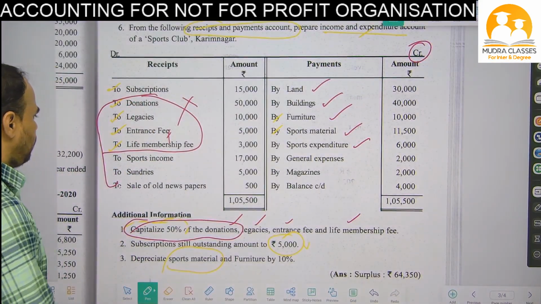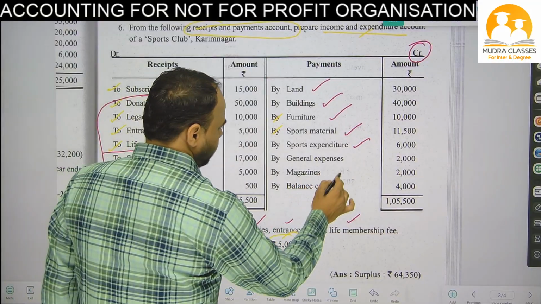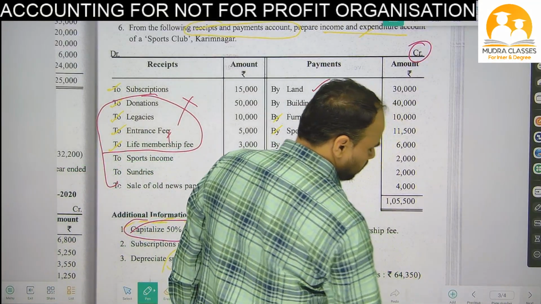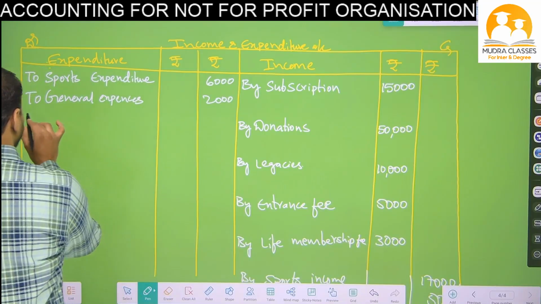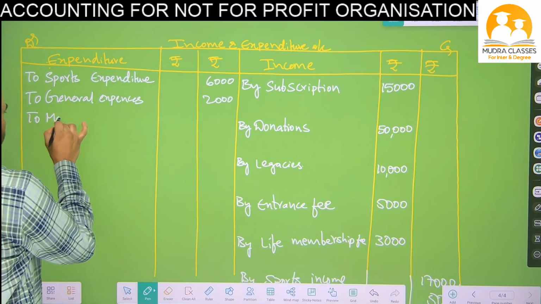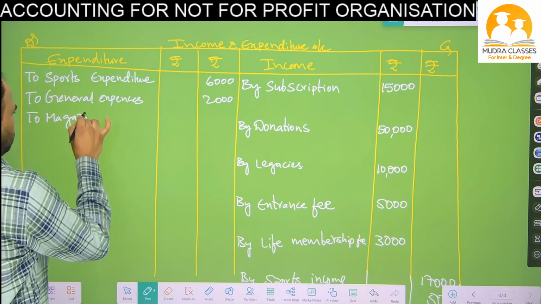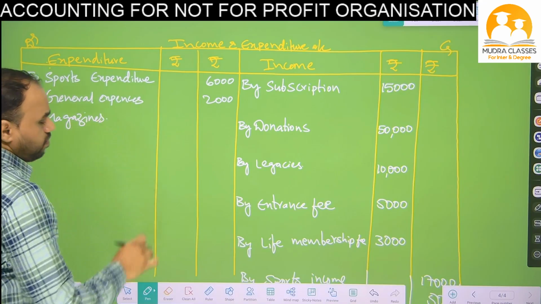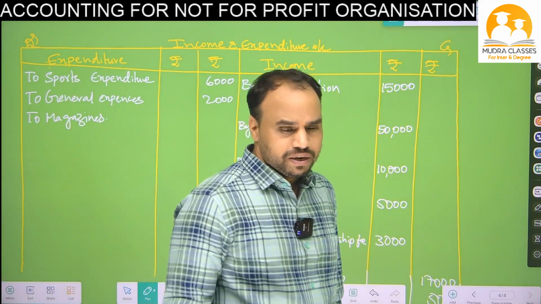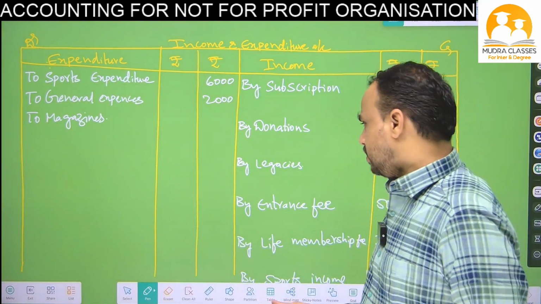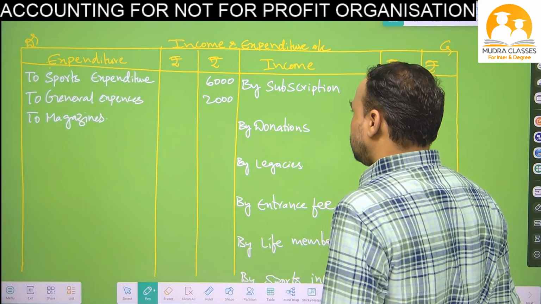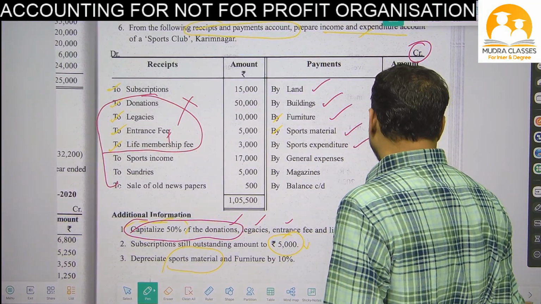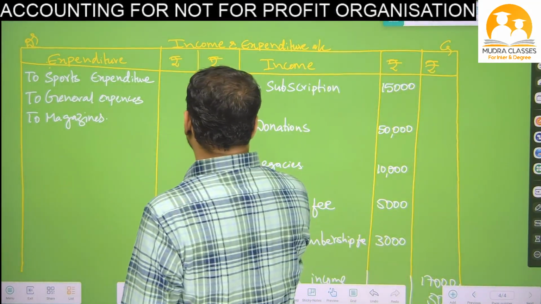Next item, magazines given, it is also a regular expenditure, Nana. Every month magazines will come, we will pay every month, so this is also a regular expenditure. Not for profit organizations purchase newspapers and magazines every month, so that is regular expenditure. How much amount is given for magazines? 2,000. So write down here 2,000 rupees.